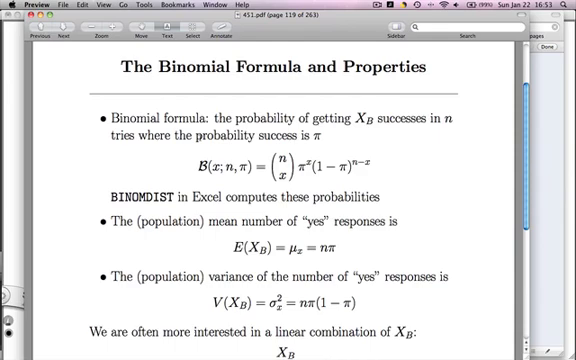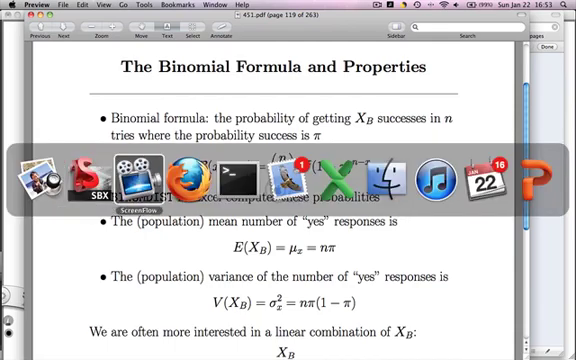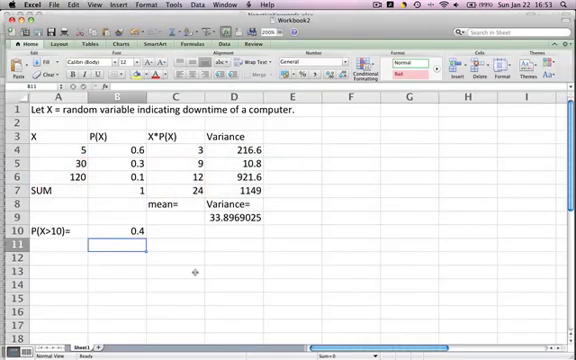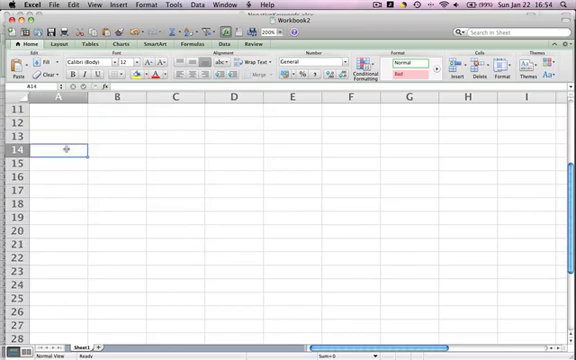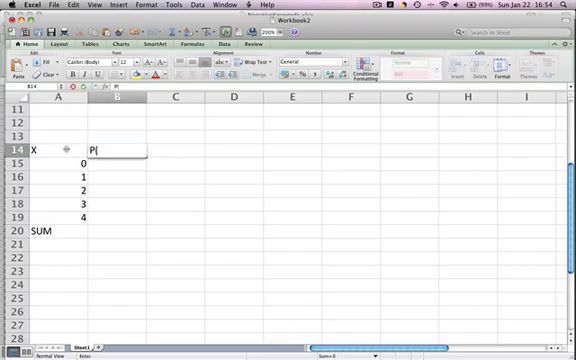Now, we computed these, but in real life, you're probably going to be using Excel. So let's go over to Excel for a second. And I will show you how you can make Ed's simple table in Excel. So here's X. Here are the possible values. And here's sum. Now let's find the probabilities of X. We could use that messy choose business, or we could use BinomDist.